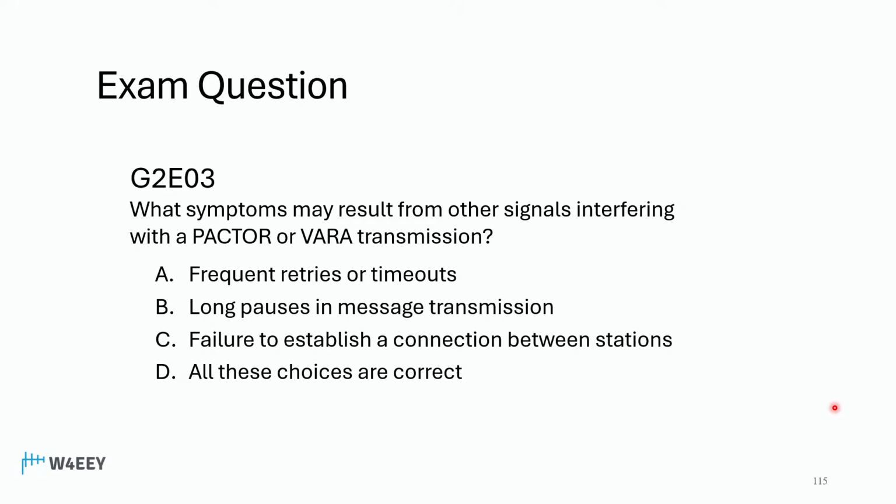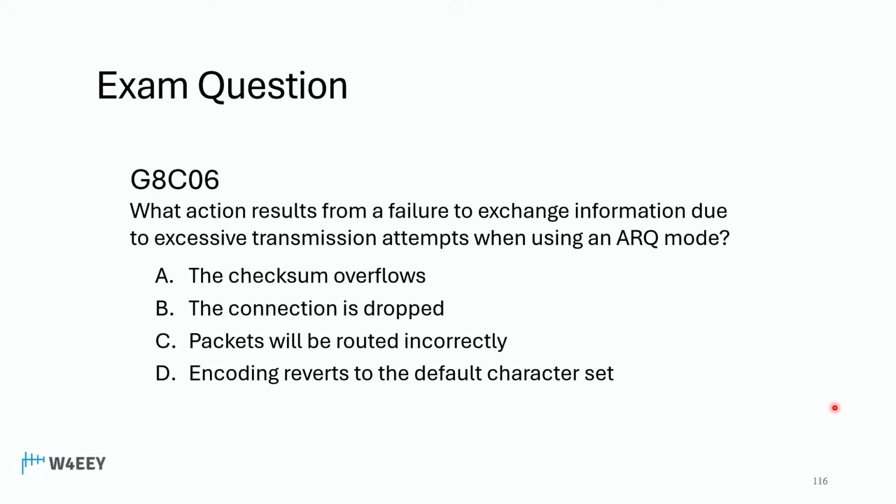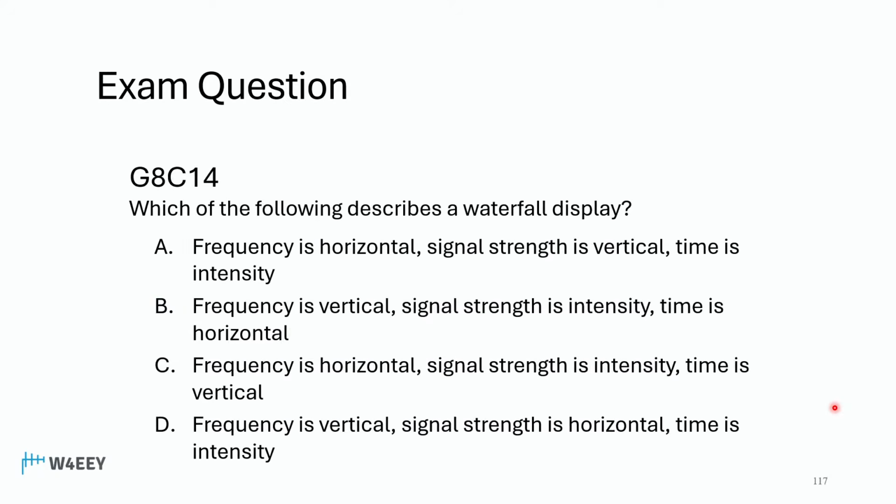What symptoms may result from other signals interfering with a PACTOR or VARA transmission? Yes, delta. All of those are correct. What action results from a failure to exchange information due to excessive transmission attempts when using an ARQ mode? Bravo. The connection is dropped. It just tries for a certain amount of time and then it drops. Which of the following describes a waterfall display?